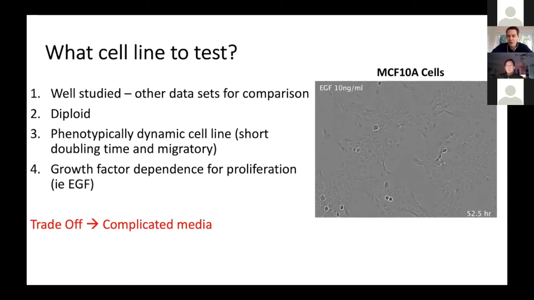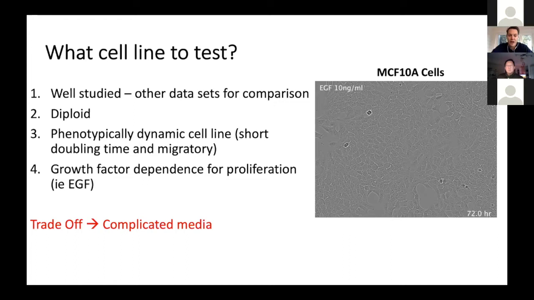One of the additional criteria, as shown in the movie, is that these cells are largely growth factor dependent for their proliferation. So for example, on the right in the movie, we're showing the addition of EGF, which is driving the proliferation. As we show throughout this presentation, other ligands can potentially drive this proliferation, but it is an important factor for these cells.